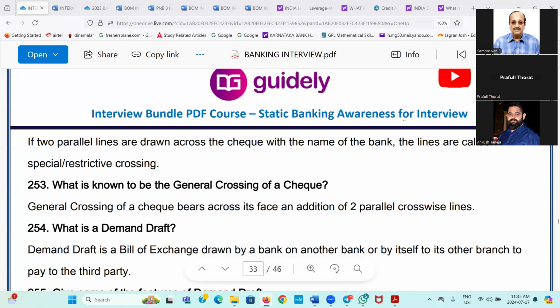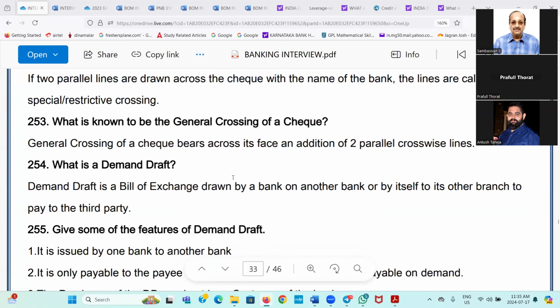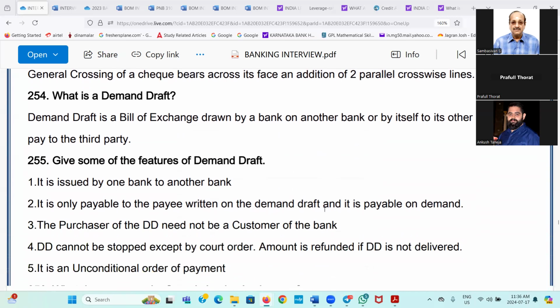254. What is demand draft? Demand draft is a bill of exchange drawn by a bank on another bank or by itself to its other branch to pay to the third party.